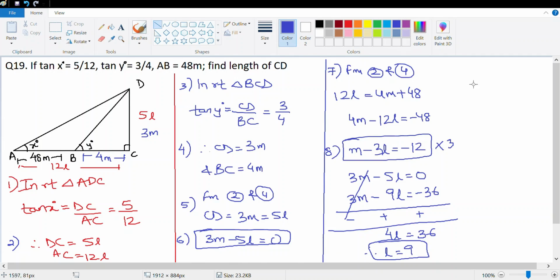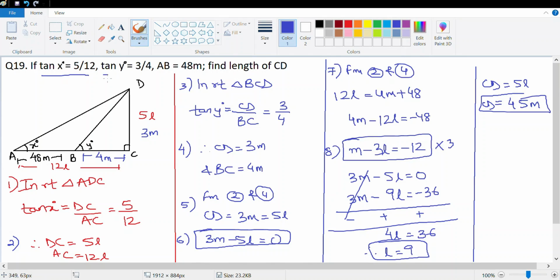Let's see what do we have to calculate. We need to calculate CD. Therefore, CD is equal to 5L is equal to 5 into 9. That's 45 meter. Done. So CD is equal to 45 meter. Since there were two ratios given, we calculated two equations and then we equated them.